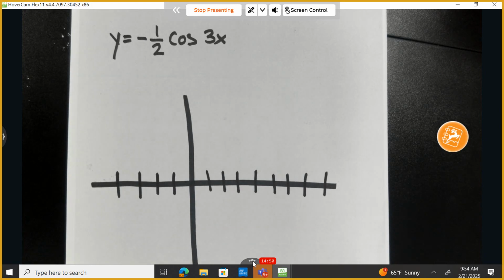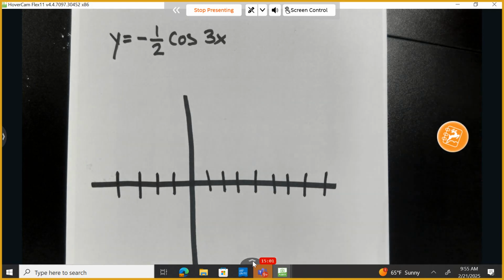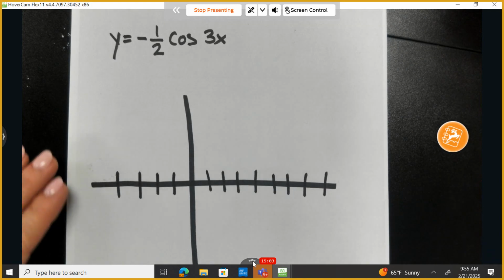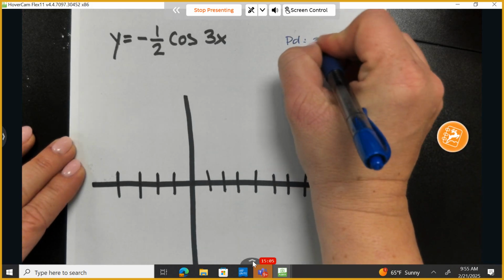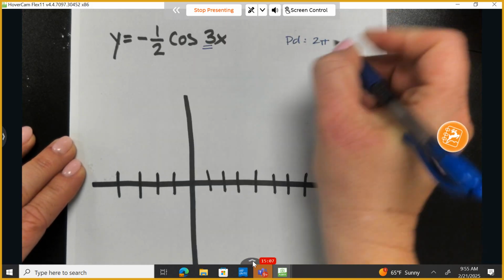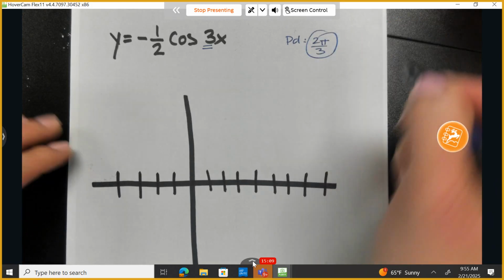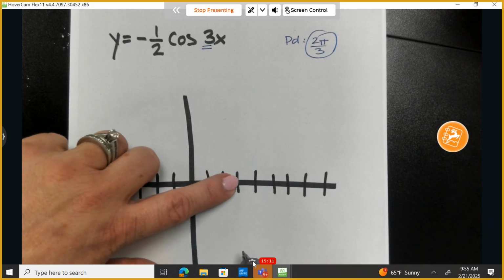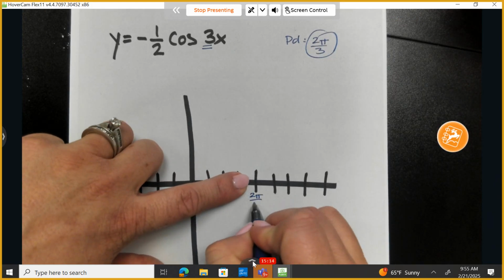We are going to evaluate the function y equals negative 1/2 cosine of 3x. And you're required to take notes right now. So what I'd like us to do is first identify the period. The period is going to be 2 pi divided by whatever is directly in front of the x, which happens to be a 3. So after 4 steps, 1, 2, 3, and 4, I'm at 2 pi over 3.